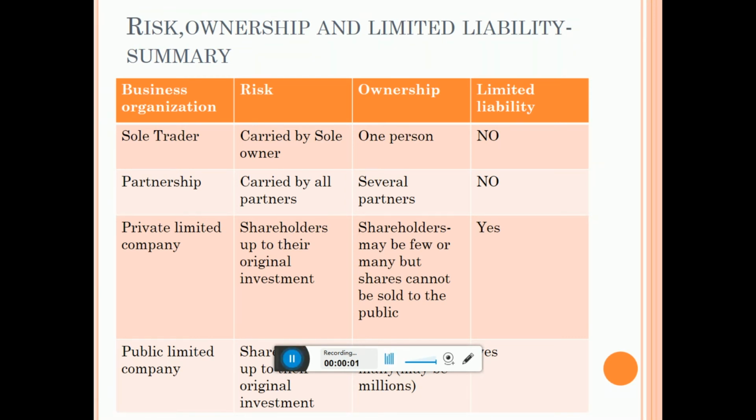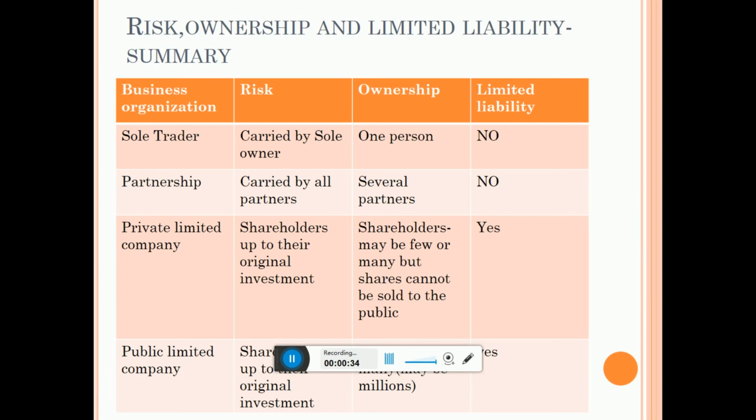In the private limited company, the risk is borne by shareholders up to their original investment, as I said, so we have limited liability. The ownership is with shareholders, maybe few or many, but shares cannot be sold to the general public. Yes, we have limited liability in a private limited company. In a public limited company, shareholders bear the risk up to their original investment. There are millions of shareholders, and yes, the public limited company also has limited liability.